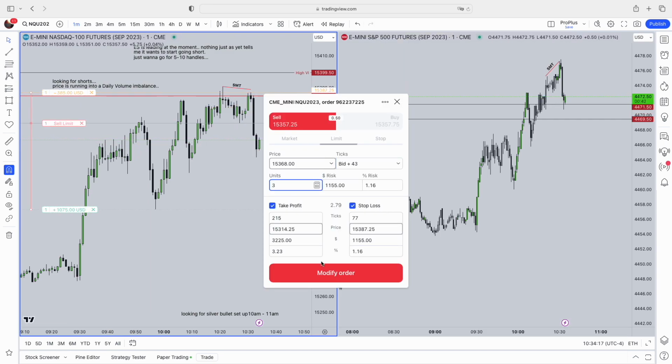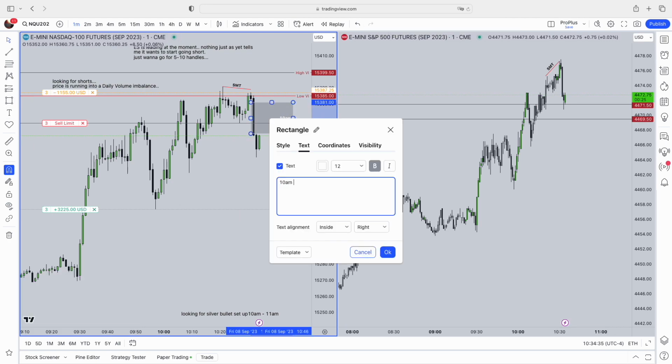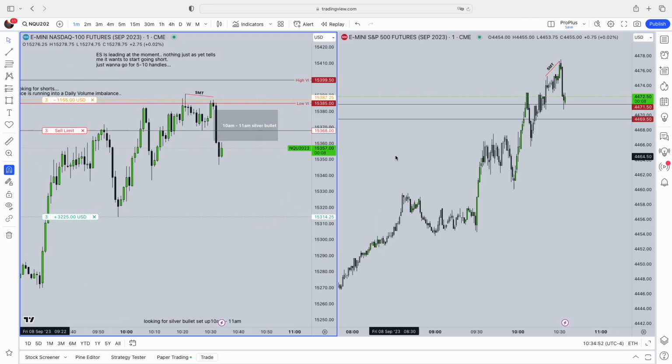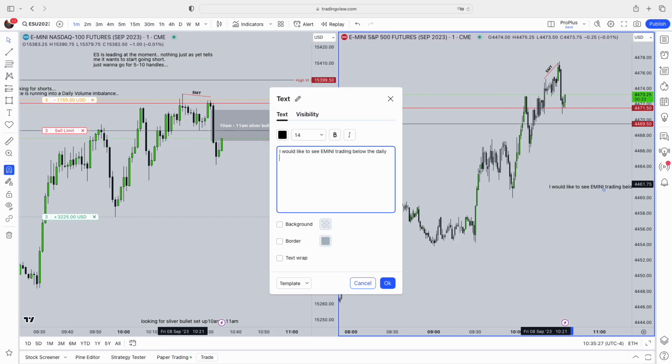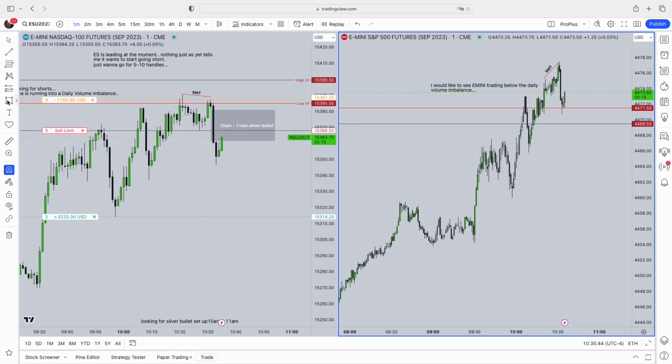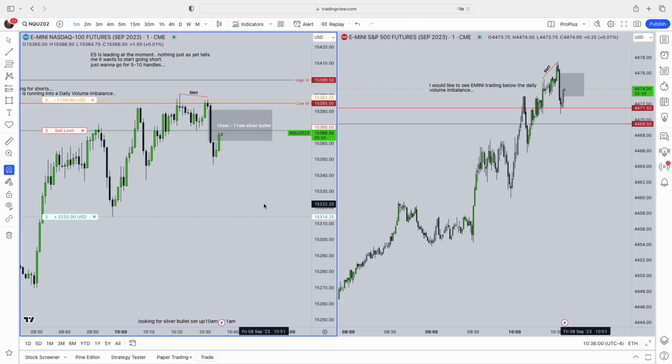So yeah, the entry literally could have just been at the low of the fair value gap. I tried to get it quite neat and have it on the breaker, which I thought maybe price wanted to reach into, but literally you can have your entry at the fair value gap. So I missed that entry.